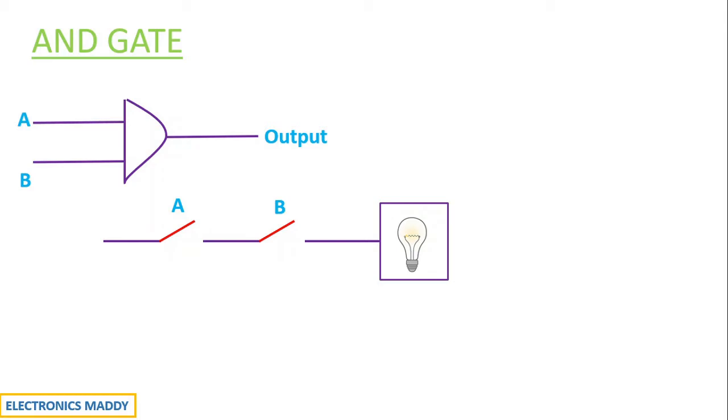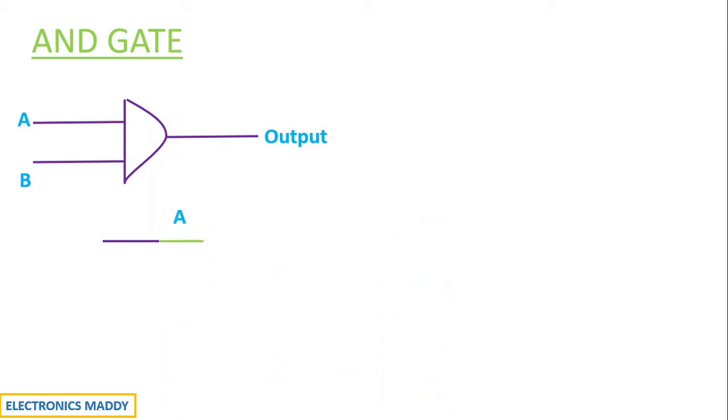In this case, both A and B are open circuited and they correspond to a digital state of 0 and no current flows through the load. Now when A is energized, it corresponds to a state 1 and B is still at 0. Consequently, there will be no current flowing through the light load and the lamp does not glow because B is still open circuited.